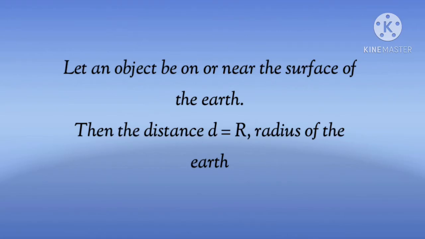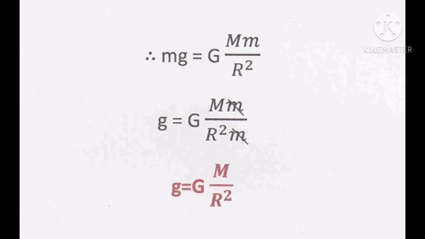Let an object be on or near the surface of the earth. The distance d in the equation will be equal to R, that is the radius of the earth. Therefore, m g equals G M m by R square. Again, g equals G M m by R square into m. Again here m and m cancel. We get g equals G M by R square.